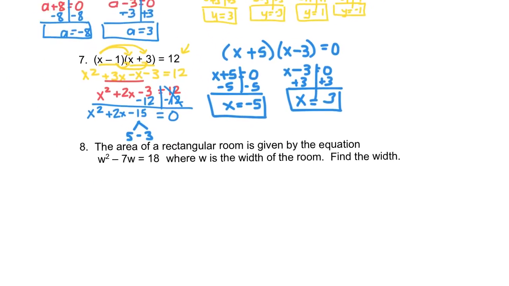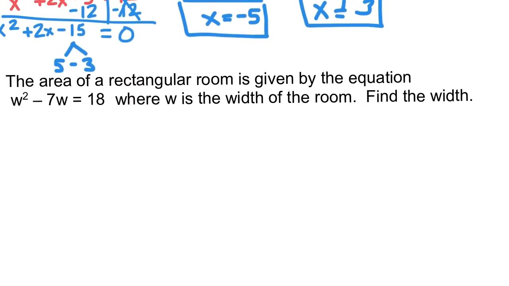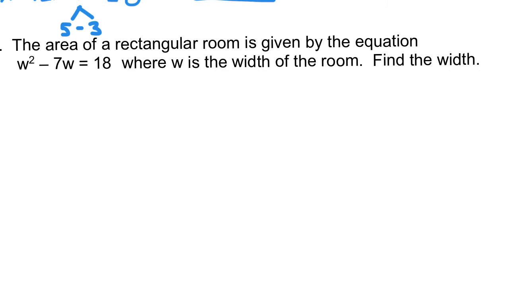Now finally, let's look at an application problem. The area of a rectangular room is given by the equation w squared minus 7w equals 18, where w is the width of the room. Find the width. This may not seem like it's associated with what we've been doing today, but it is, because area is equal to length times width, which are two factors. So to find the solutions, we'll do the same procedure.